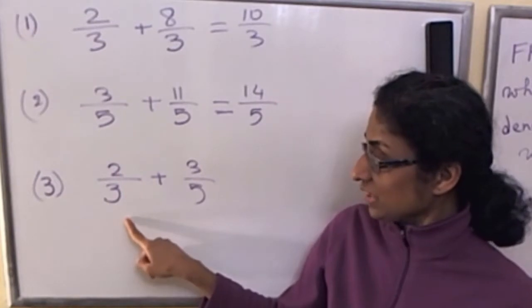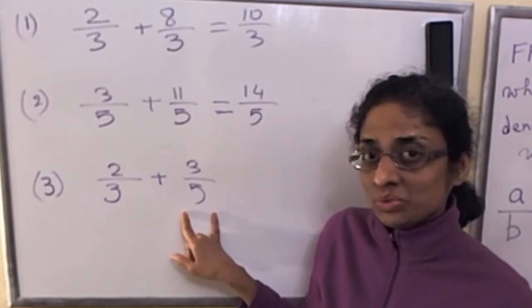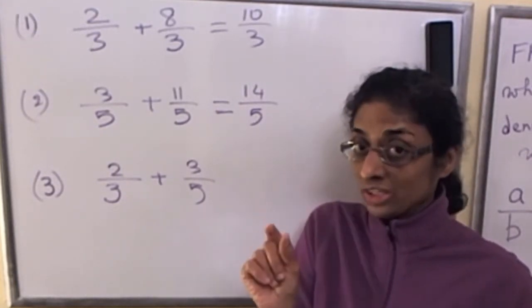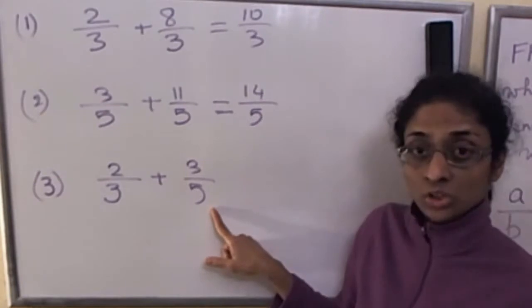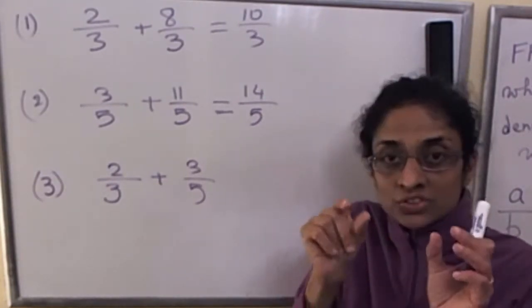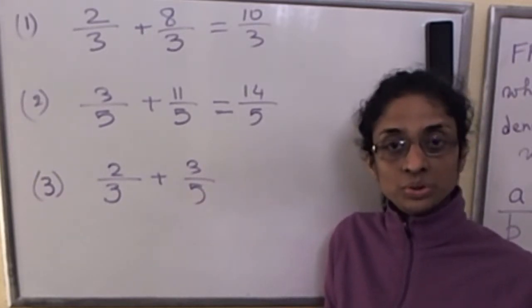Here what we're facing is we're trying to add 2 things, but they're not the same type. This is 2 copies of segments of length 1/3. This is 3 copies of segments that are 1/5. They're not of the same size pieces. So how do we do? So now what do we do?